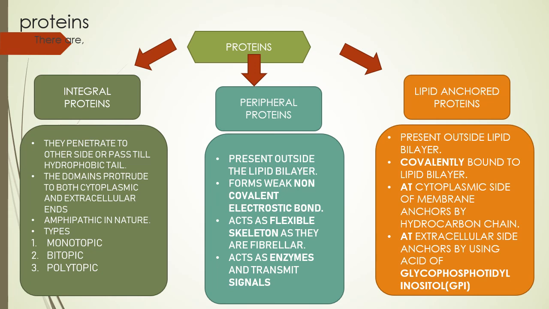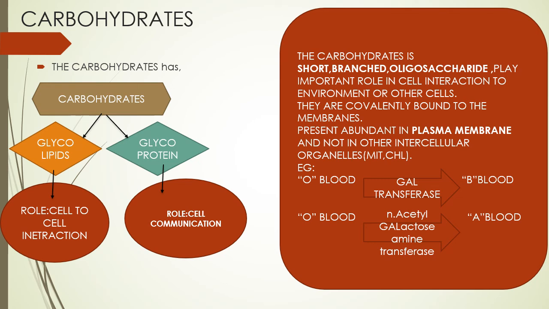Next is carbohydrates. Carbohydrates are of two types, glycolipids and glycoproteins. Glycolipids, glyco means carbohydrate plus lipids. Their role is cell-to-cell interaction. Whereas glycoprotein, glyco means carbohydrate plus protein. Their role is cell-to-cell communication. The carbohydrate is a short branched oligosaccharide. They play a role in both cell interaction and cell-to-cell communication, they form covalent bonds and are present abundantly in the plasma membrane and not in other intracellular membranes such as mitochondria and chloroplast membranes.